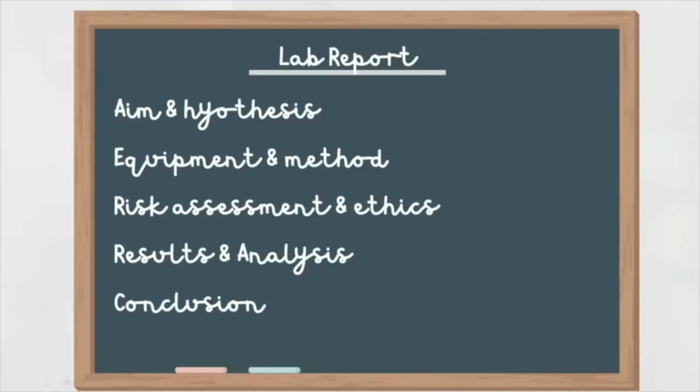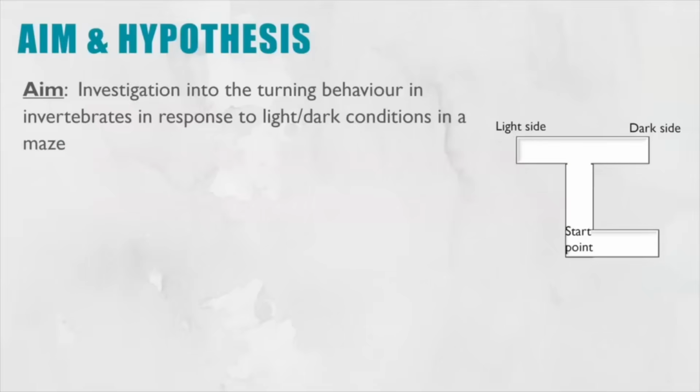Now I'm going to be going through the aim, hypothesis, equipment, method, risk assessment, ethics, results, analysis and conclusion so that you'd be able to write up a full lab report. And I'm going to put the time codes at the bottom so you can jump through to the bits that are relevant for you, or if you need to know the whole thing, then just stick on and you can see the entire lab report.